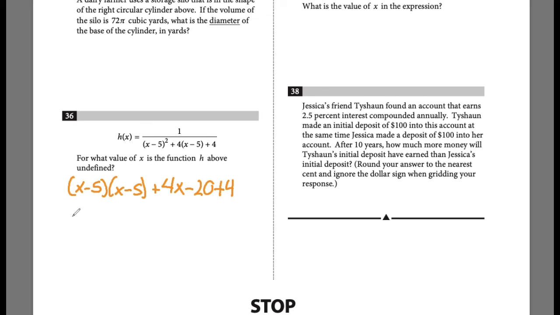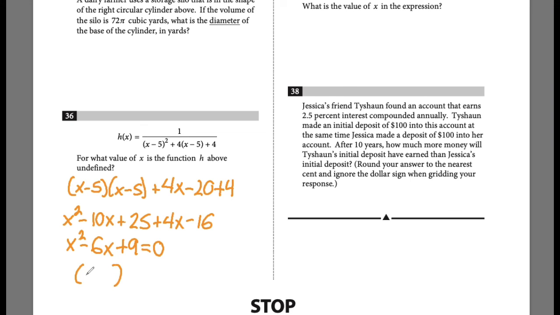(x minus 5) times (x minus 5) is going to be x squared minus 10x plus 25, plus 4x, and then negative 20 plus 4 is negative 16. We can continue to simplify. x squared, negative 10x plus 4x is negative 6x. 25 minus 16 is going to be 9. And we need to set this equal to 0. If we were to factor this, this would become (x minus 3) squared equals 0. And if we were to look for what value of x would make this equation equal to 0, it would be x equals 3.